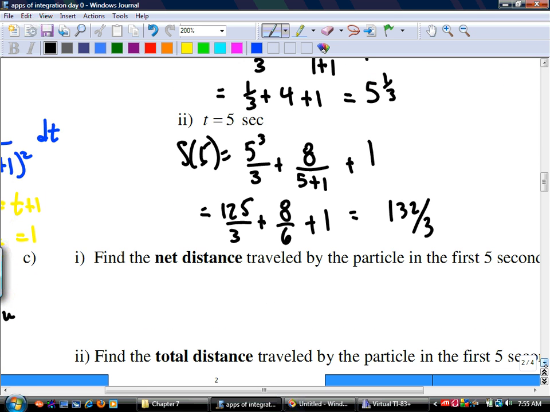Find the net distance traveled by the particle in the first 5 seconds. Well, it's telling you s of 0 equals 9. And we tell you s of 5 is 132 over 3.